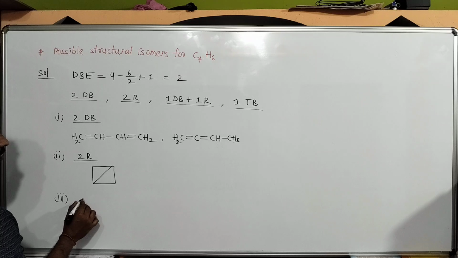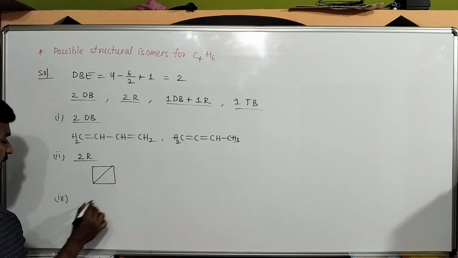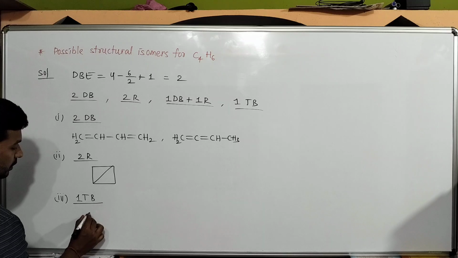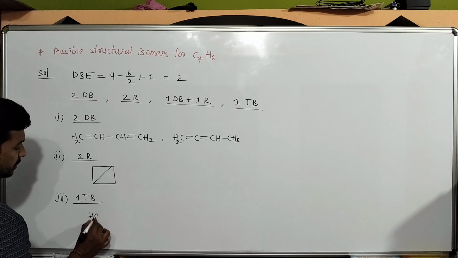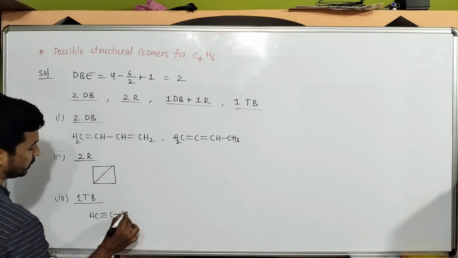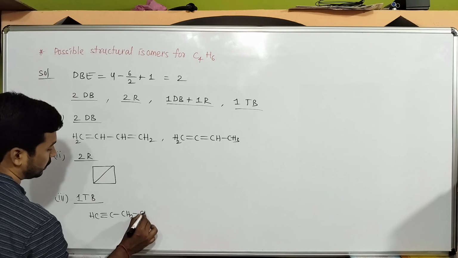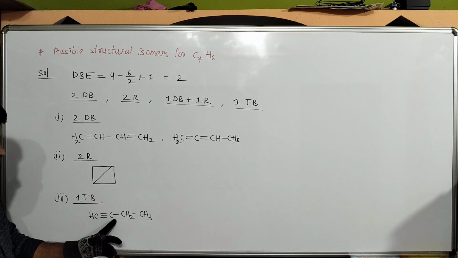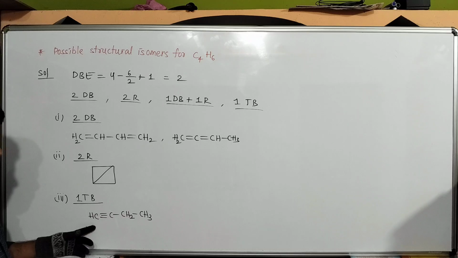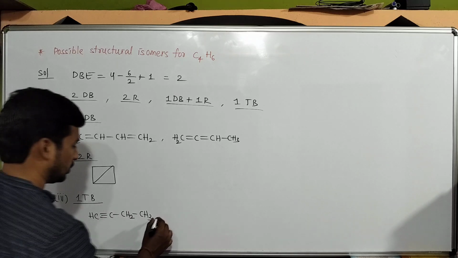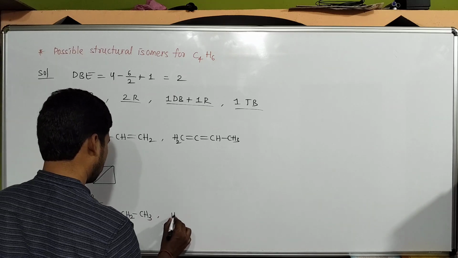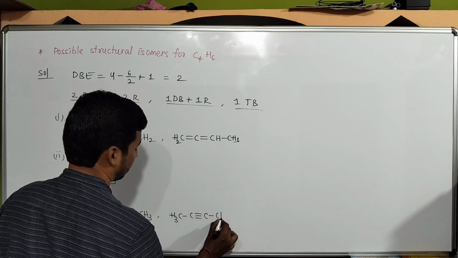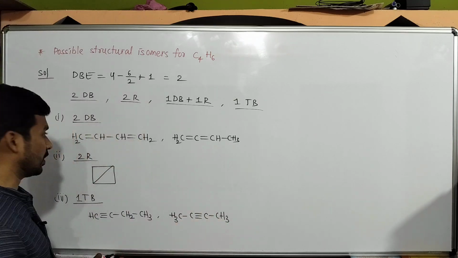Next, third one, I will take 1 triple bond. With 1 triple bond, 2 are possible. CH triple bond C, CH2, CH3. This is 1. 4 carbon atoms with 6 hydrogen atoms, or otherwise triple bond at the middle carbon atom. This is possible. 2 are possible.